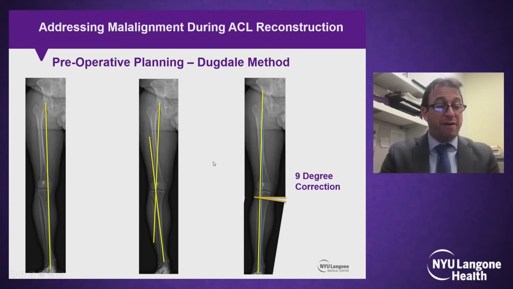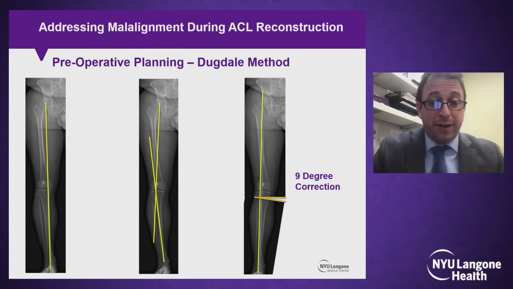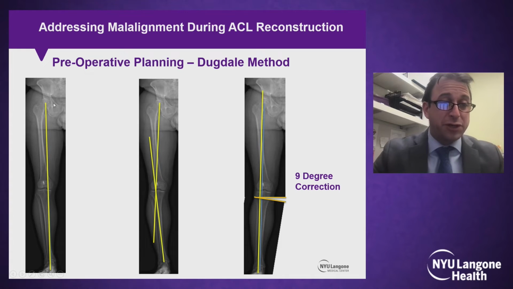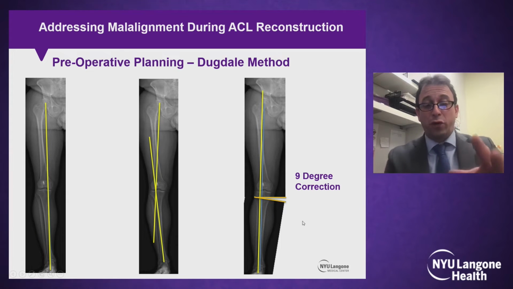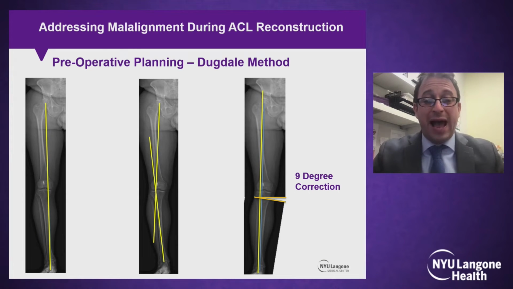So here's an example of a failed ACL in the setting of varus malalignment. And here's my preoperative planning using the Dugdale method. On the left image, there's the mechanical axis drawn from the center of the femoral head to the center of the tibial plafond. And as you can see, it's medial to the tibial spine, entering that medial compartment. The center image is Dugdale's point. And like we said, the angle formed by the intersection of these two lines, one drawn from the center of the femoral head and one up from the tibial plafond, that's our correction angle. What I like to do to visualize the plan is to create a simulation of the osteotomy on PowerPoint. In this case, a 9-degree correction is going to get me to Dugdale's point.